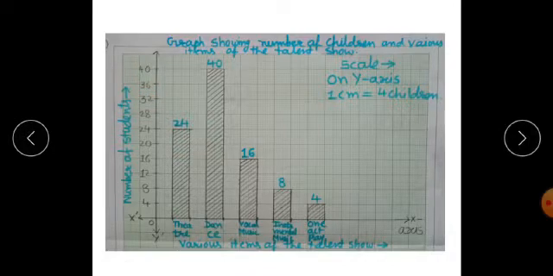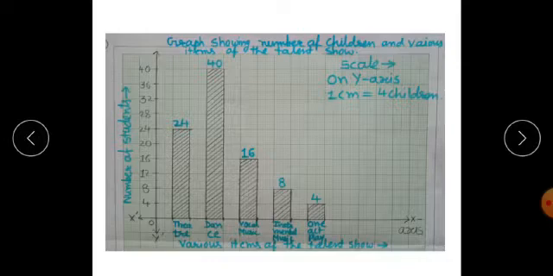Now you have to write the name of the graph at the top of the graph paper, that is graph showing number of children and various items of the talent show. Students, I have drawn vertical columns which are parallel to each other, having variable height according to the given number. And I have also written the numbers 24, 40, 16, 8, and 4. And this is the complete graph which I expect also from you.